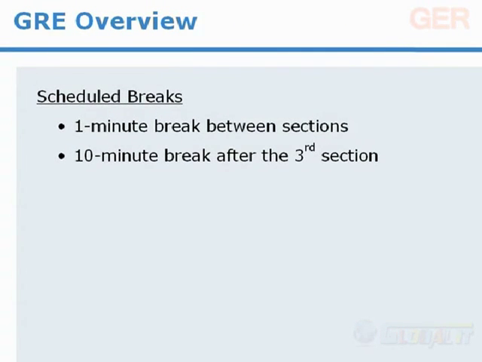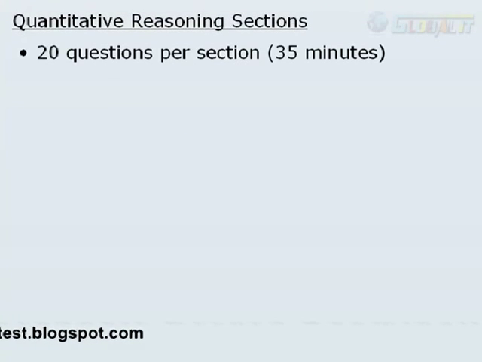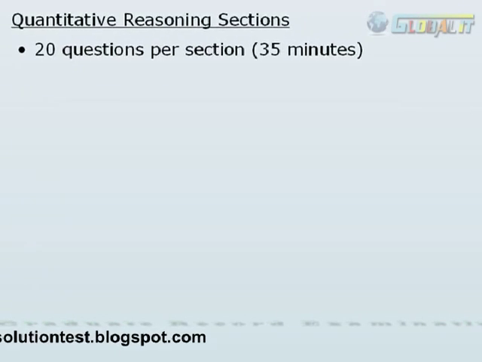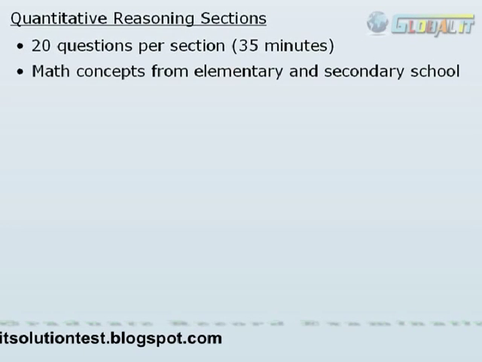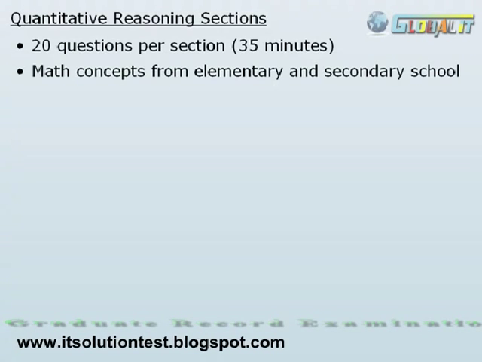Alright, now let's take a closer look at the quantitative and verbal sections. We'll begin with the quantitative sections. For each section, you will have 35 minutes to answer 20 questions. Now, the quantitative sections test a wide variety of mathematical concepts, but the good thing is that the topics are those you studied in elementary and secondary school. So you won't be tested on advanced topics such as calculus, complex numbers, and so on.